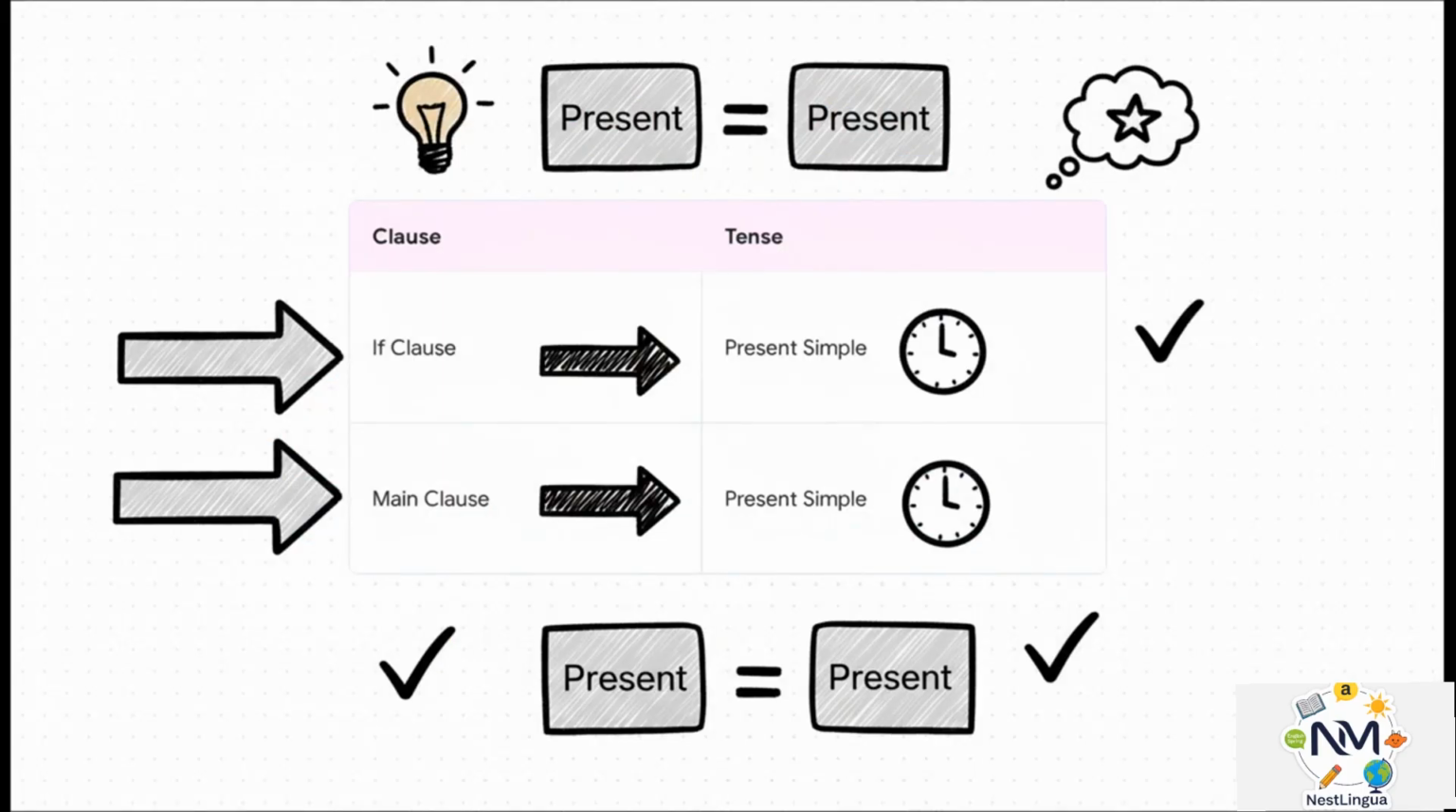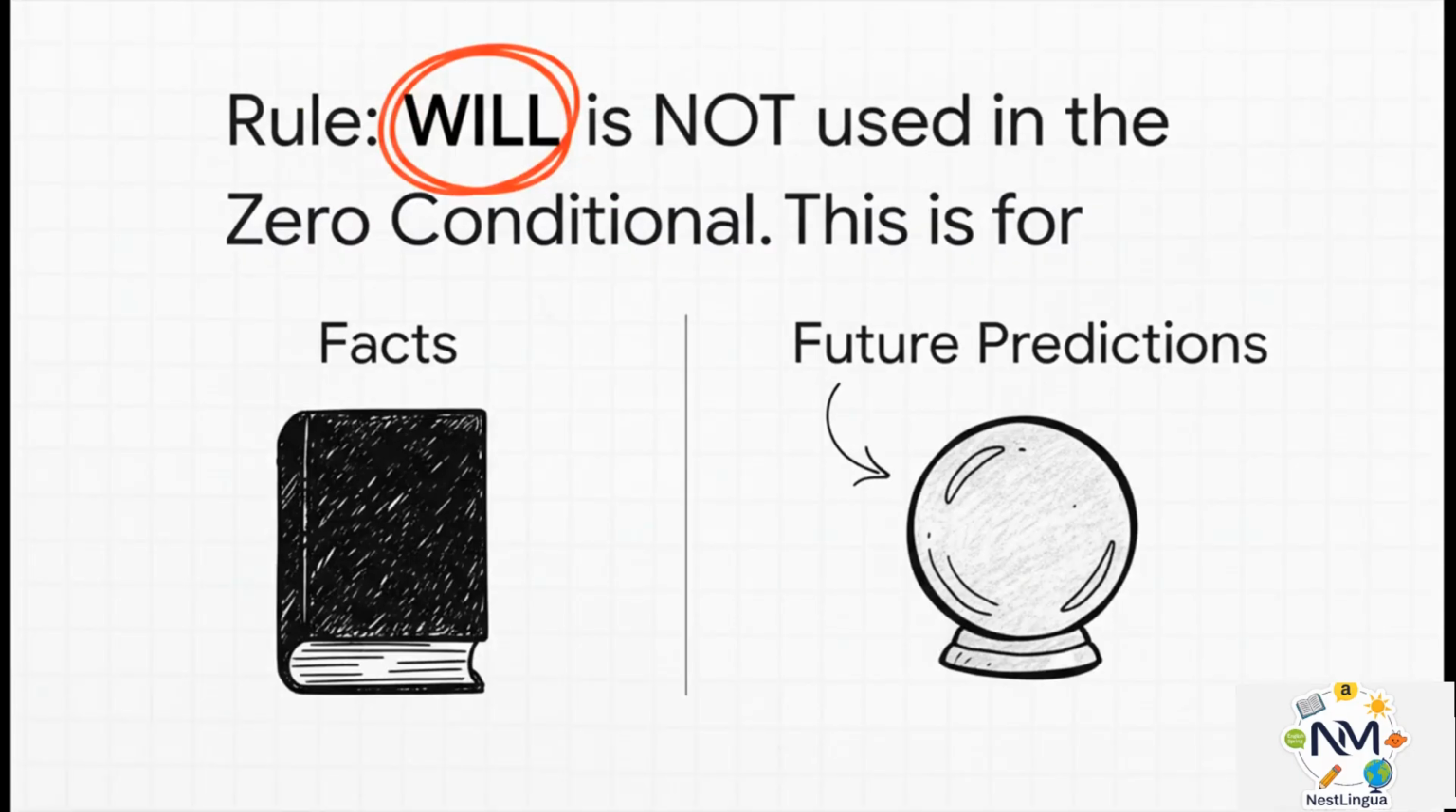Structure? It couldn't be easier. You just use the present simple tense in the if clause, and you also use the present simple tense in the main clause. That's it. Present plus present. Super easy to remember. Okay, this is a big one, a really crucial rule to remember. You absolutely never use will in the zero conditional. We're talking about facts that are always true, not making predictions about the future. This is a super common mistake, so definitely keep an eye out for it.